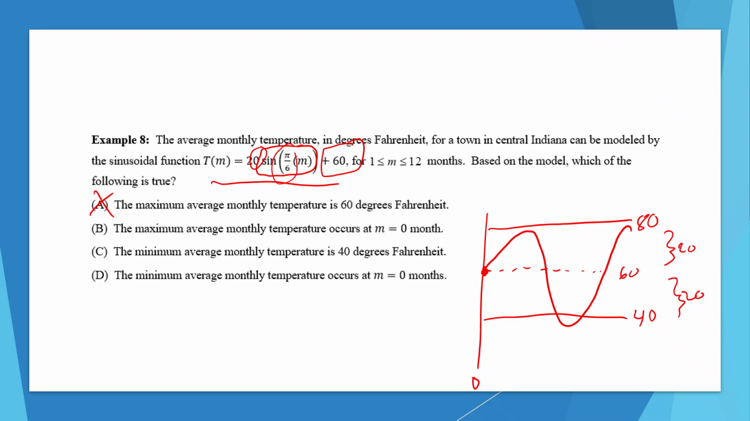Because B, the maximum average monthly temperature occurs at 0. That's false because at 0, we're at the midline. We're not at the maximum. So B is incorrect. C, the minimum average monthly temperature is 40. That is true, right? The minimum is 40 in this case. So C is our correct answer. And then D, the minimum occurs at 0. No, the midline or the middle value occurs at 0, not the maximum or minimum. So C would be the correct answer here.